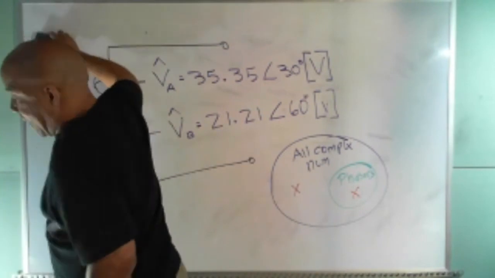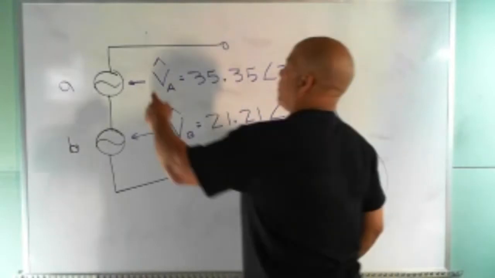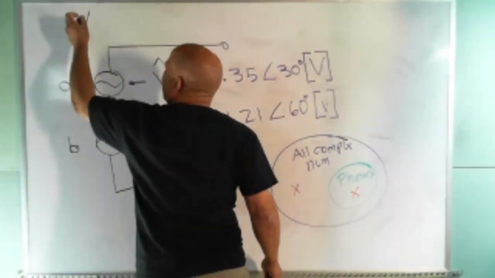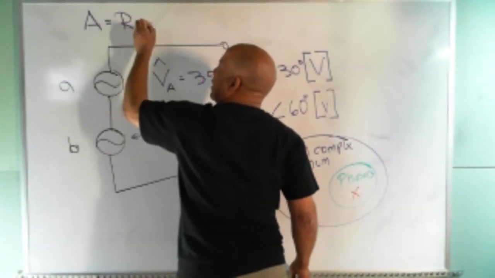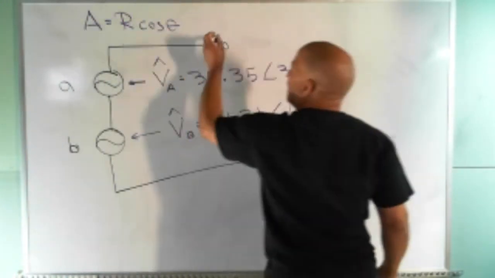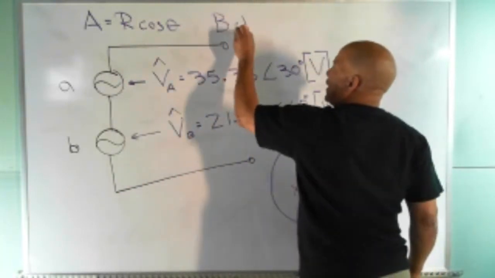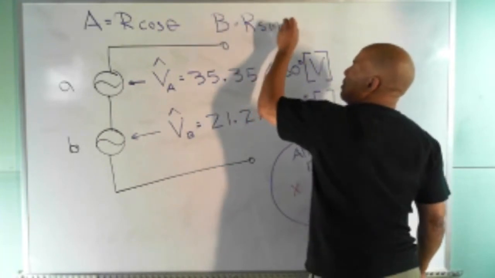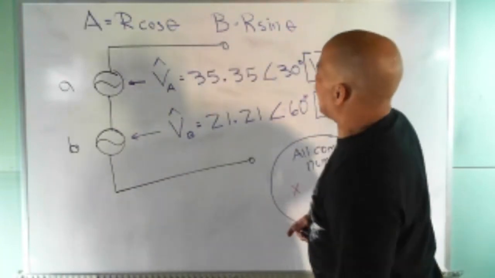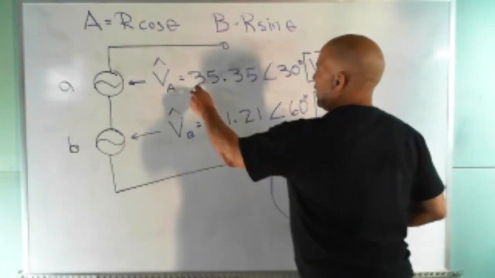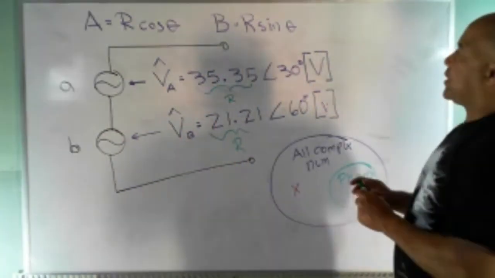But just in case you forgot, I want to convert this to rectangular form. In rectangular form, I have a real part and an imaginary part. The real part is the radius vector times the cosine of the angle. The imaginary part, the part with the J, is my radius vector times the sine of the angle. Think of your magnitude as your R, your radius vector. That's your R, and that's your R. So let's convert this over.